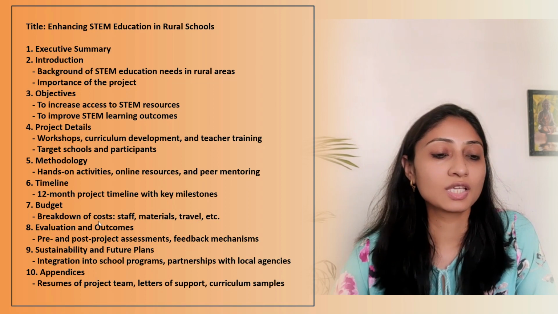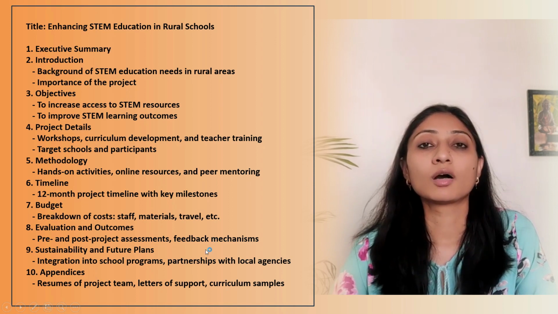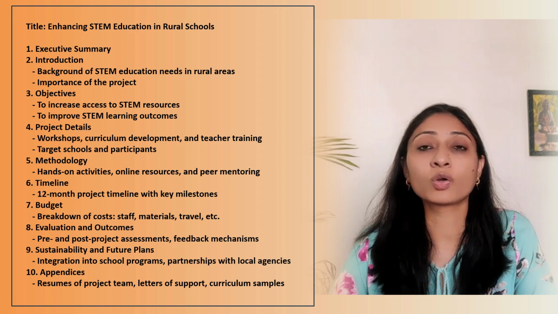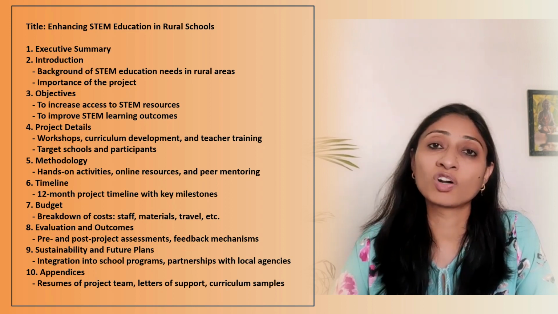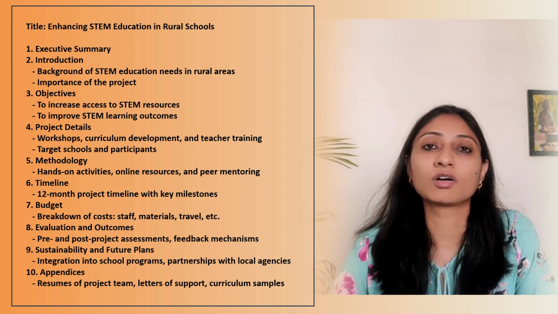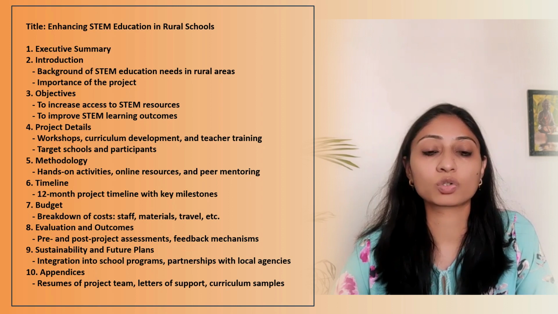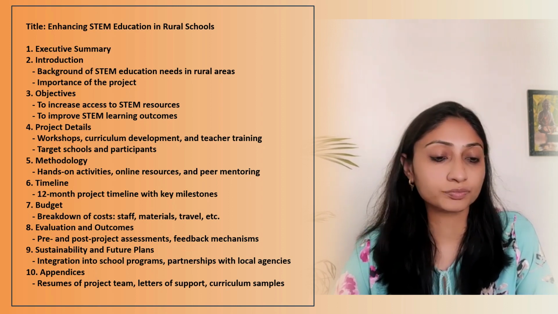The next one is evaluation and outcomes. Pre and post project assessments, feedback mechanisms, etc. Before implementing the project, what were the outcomes, how it was performing, and after implementing the project, what will be the changes or positive changes you need to mention over here in evaluation and outcomes. And what will be the feedback mechanism you need to mention over here also.